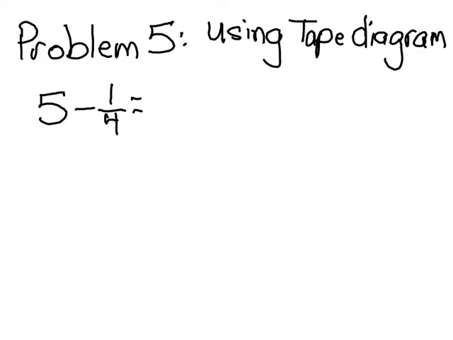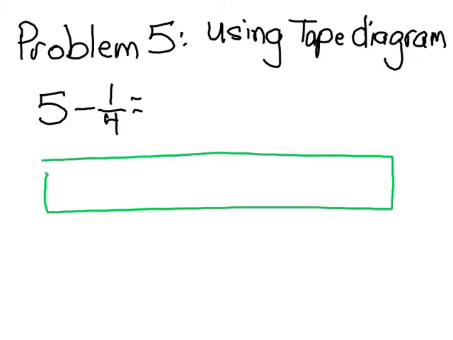Okay, we have 2 more problems. We have 5 minus 1/4. So we're going to use a tape diagram on this one. So let's draw our tape diagram out. We'll make 5. 1, 2, 3, 4, 5. So it's 1, 2, 3, 4, and 5. Then we want to take one of those 5 and divide them into quarters.